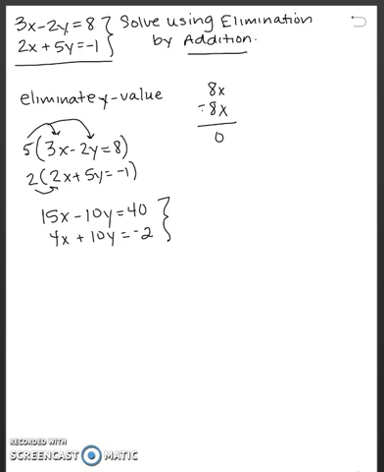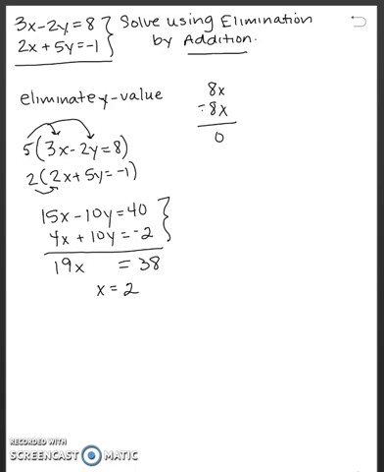Now I can perform my addition. If I add these two equations together now, I get 19x, and notice the y values have opposite coefficients. So negative 10 plus 10 gives me 0, so I do not have a y term in my sum. And I get 38 for my constant. So now I've got a single equation and a single unknown that I can solve for. If I divide both sides by 19, I get x is equal to 2.